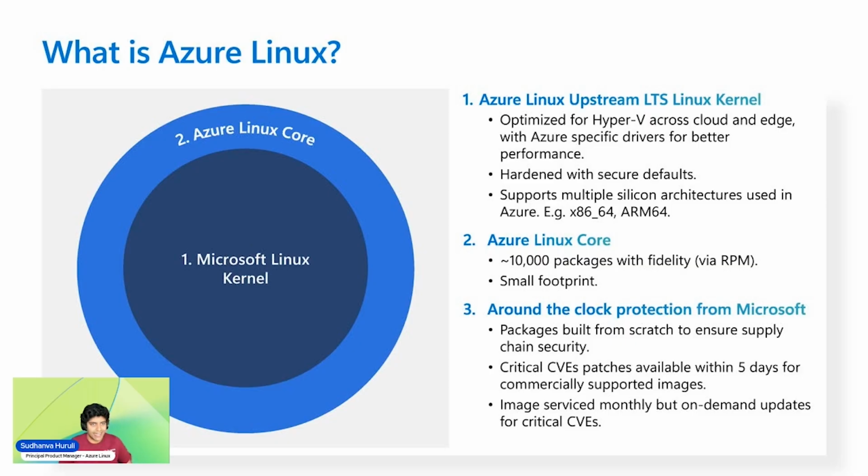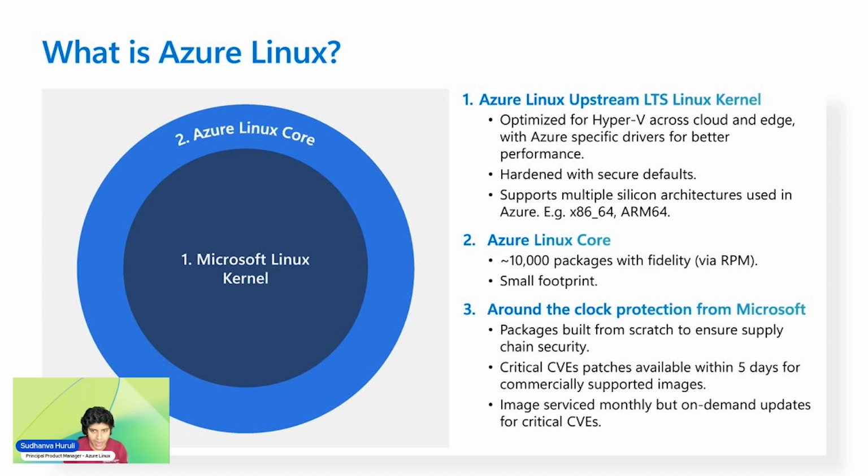So what exactly is Azure Linux? At its core, Azure Linux ships the upstream Linux kernel, but we optimize it for the Azure infrastructure by ensuring we have support for our Azure host, which is based on Hyper-V, across both cloud and edge. We tune this kernel for performance best for our infrastructure, harden it with secure defaults, and we ensure we are supporting all of the silicon architectures that are available in Azure. This includes x86 and ARM64.